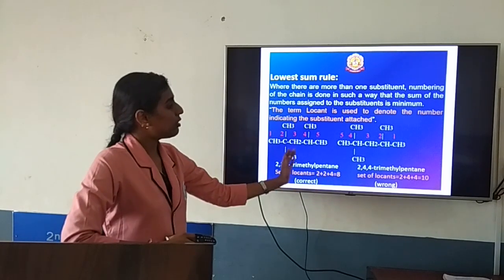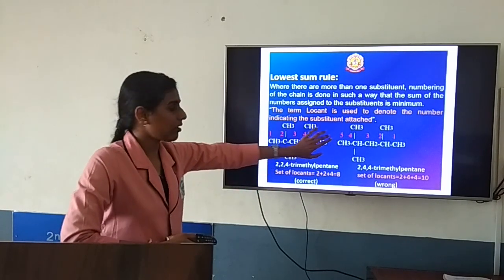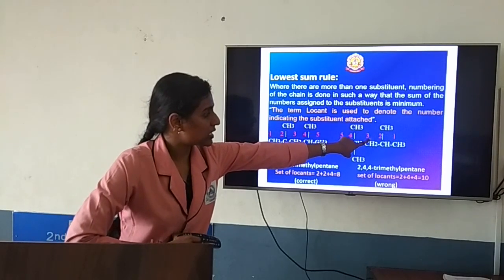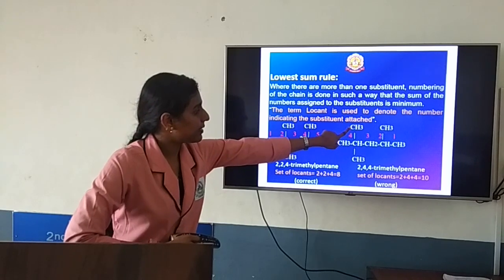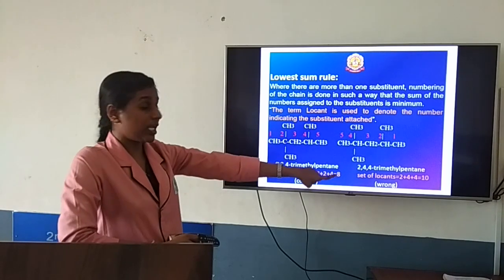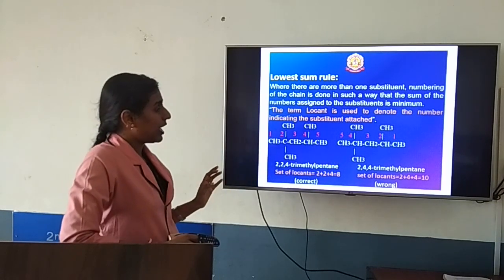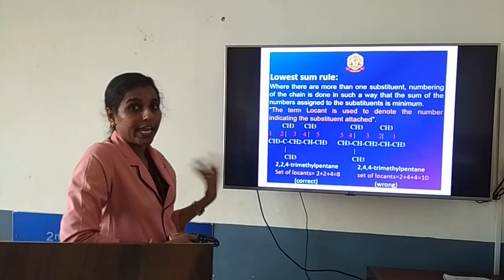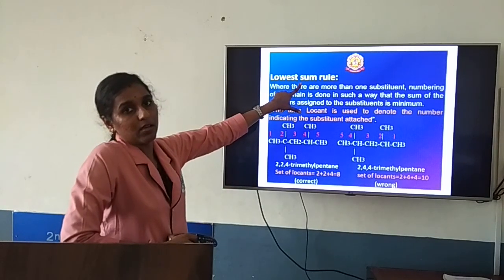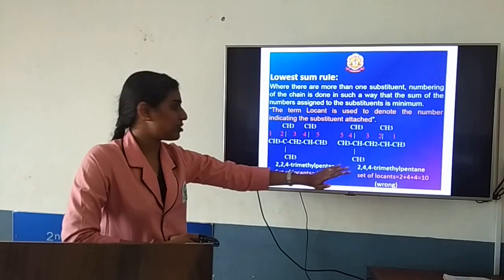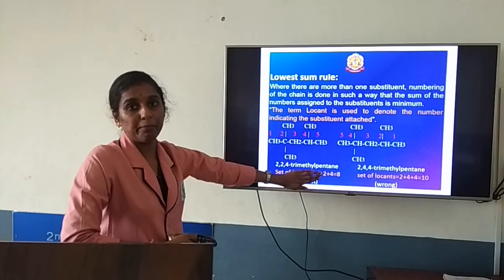So we get 8. Now number from this side. So 1, 2, 3, you can write. That methyl group is present in second position, and this methyl group is present in fourth position. This methyl is in fourth position. So in total it comes as 10. Again, you have to check which is right. So again, it is the lowest sum. Which is having the lowest sum? This one. 8 is lesser than 10. So this is the correct way of numbering.